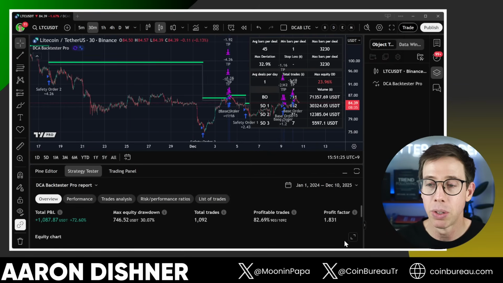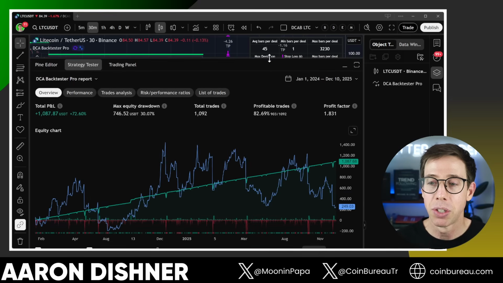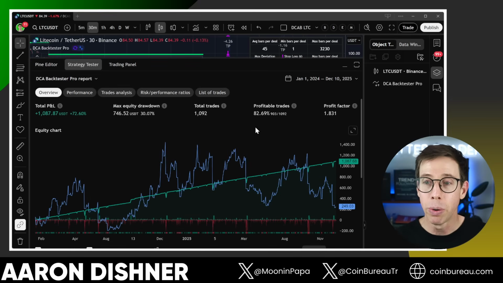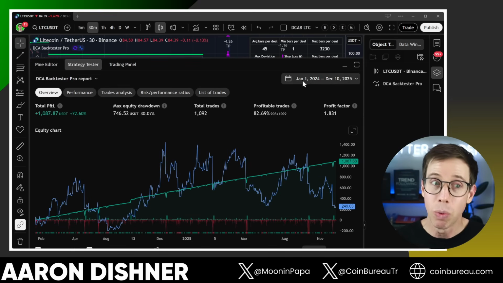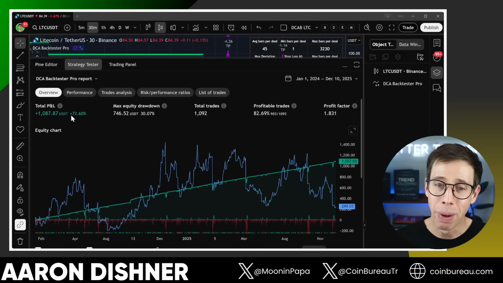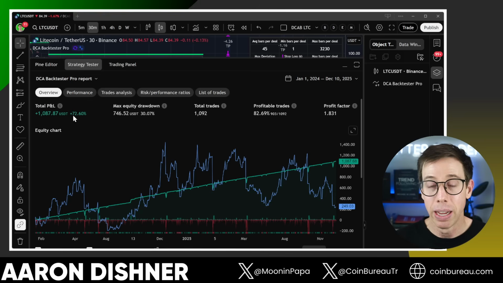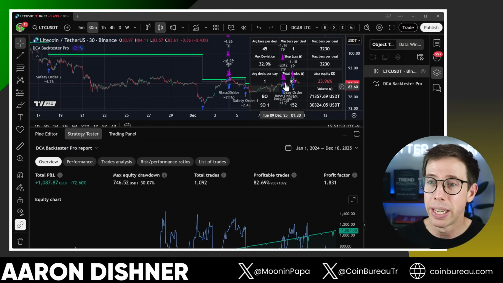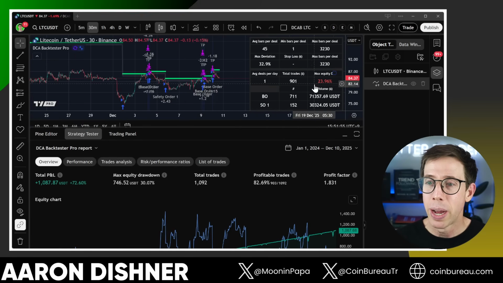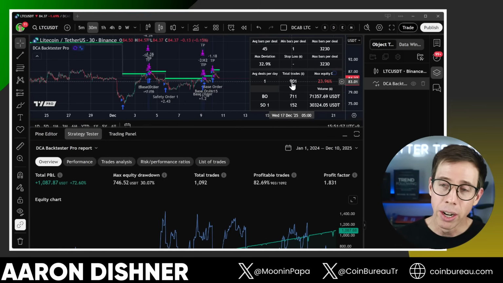But we're going to pull up some statistics here on this bot just to give you an idea of how it's performed. Again, this is Litecoin, and this is a backtest that's run since January 2021 up until December 10th, 2025. The bot has generated 72.6%, about $1,000, but don't worry about the P&L amount right here. Focus on the percentage. That's awesome. It's generated a lot of trades. Actually, it's generated, according to the strategy, which is more accurate, 901 total trades.